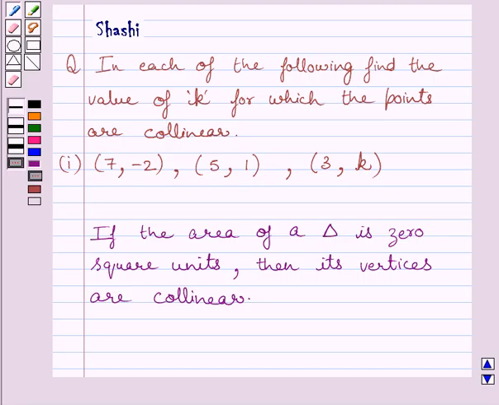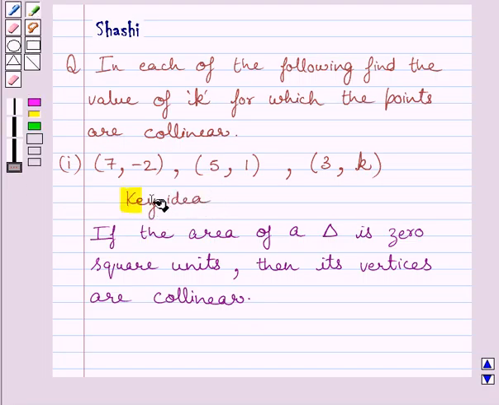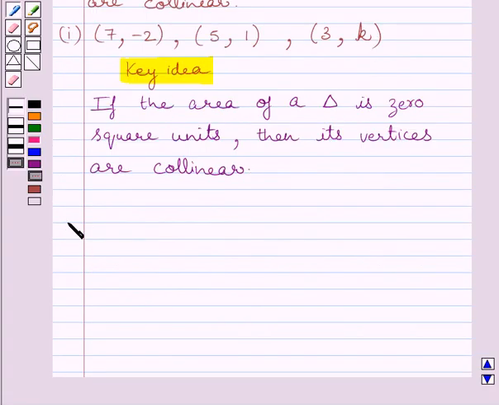First of all, let us understand that if the area of a triangle is 0 square units, then its vertices are collinear. This is the key idea to solve the given question. Now let us start with the solution. We are given 3 points, (7, -2), (5, 1) and (3, k). We have to find the value of k so that the given three points are collinear.